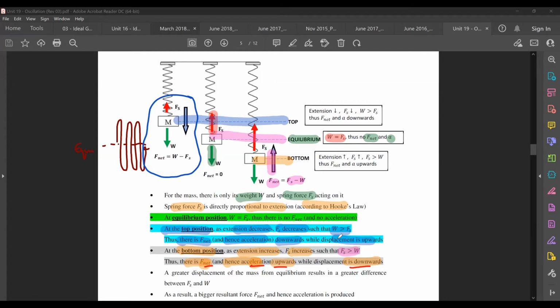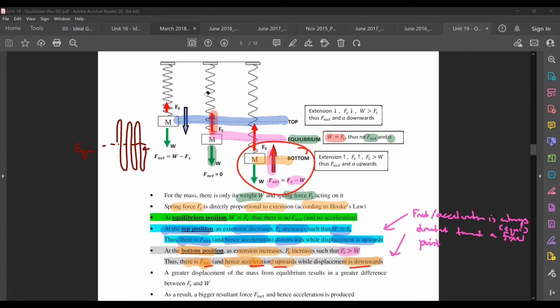From these two, you can actually see a number of things. Your F net or your acceleration is always directed towards a fixed point, which is your equilibrium. If you look at the bottom position, look at where your F net or your a is directed towards. It's directed upwards, right? And then you look at your top position.